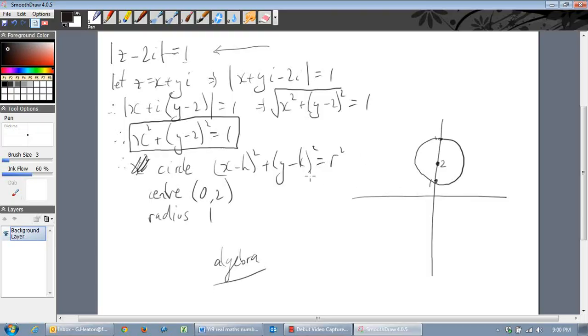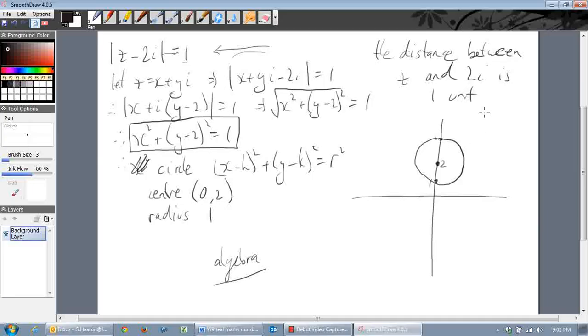With algebra, how do you do it geometrically? It's really simple with geometry. Remember what the modulus means. The modulus is just the distance. So what this is saying is that for each point z, the distance between z and 2i is equal to 1. I'll just write that down. Distance between each point z and 2i is 1 unit.